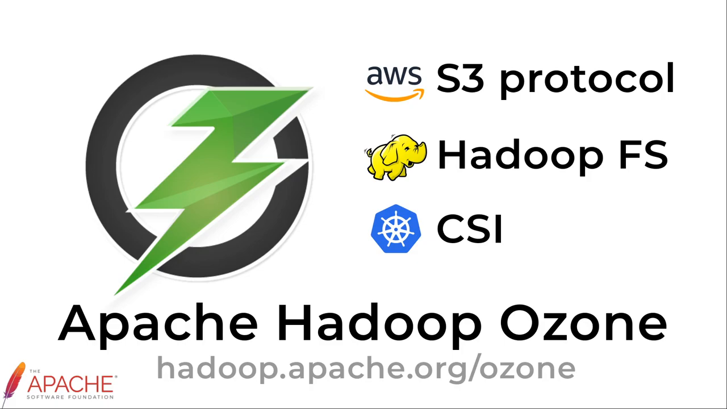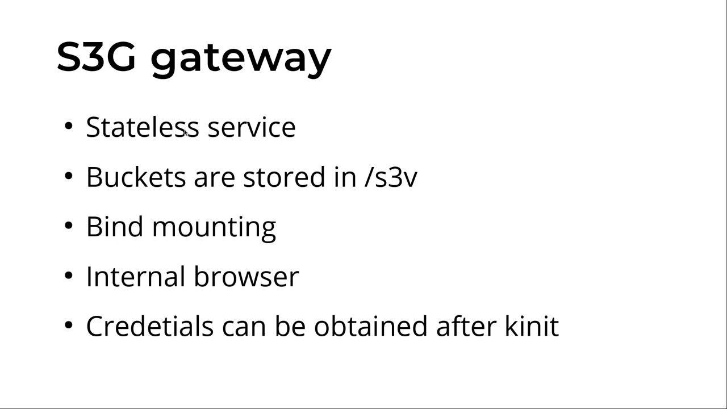So I think we had the 5 things. This is a stateless service. You should start it and you have a separate port. The buckets are stored in a specific volume, but you can use this linking and you can link one bucket to another volume to make it available for the S3 users. There is the secret internal browser, which can be used to double check if it's the same bucket or what is the content. And the credentials can be obtained with this Ozone S3 get secret command after doing some kinit.